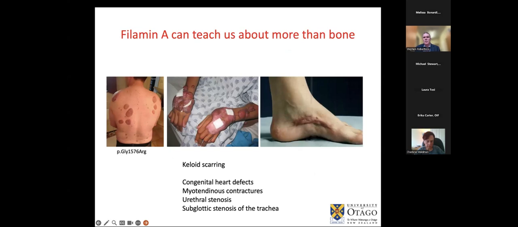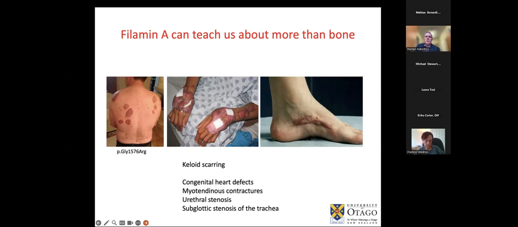As I've mentioned before with the extraskeletal manifestations, filamin A can also teach us a lot more than just about bone, and perhaps one of the more remarkable examples is this phenomenon of keloid scarring. So we have keloid scarring of the gentleman on the left with a frontometaphyseal dysplasia mutation, and also on the right. And then we have a remarkable manifestation of almost malignant keloid scarring in a patient who has a form of frontometaphyseal dysplasia which relates to the autosomal loci causing this condition.